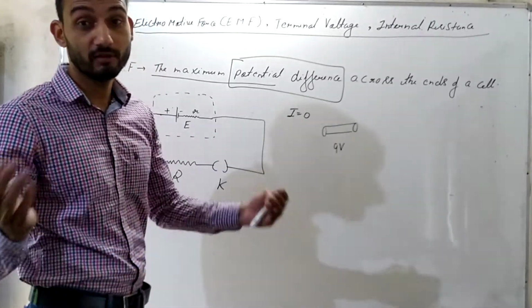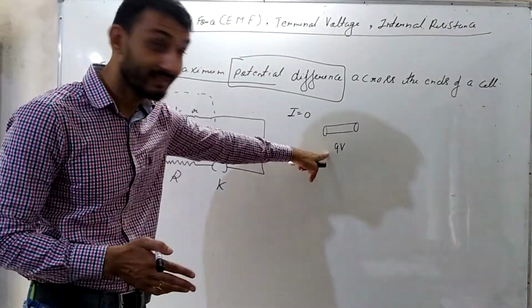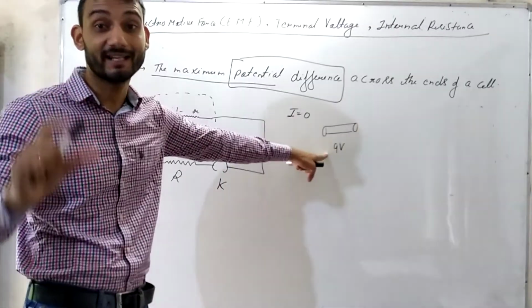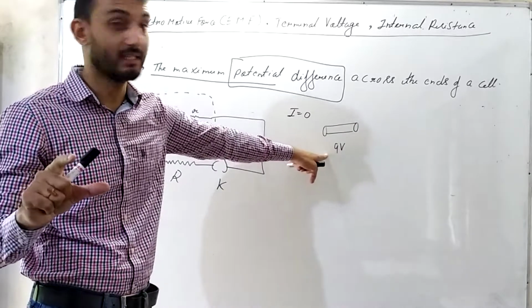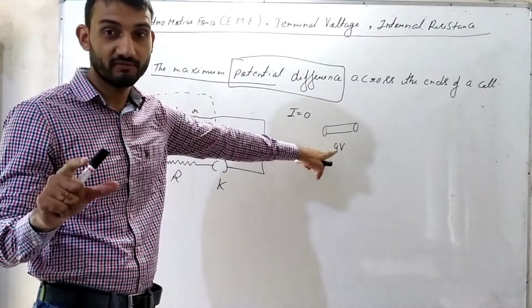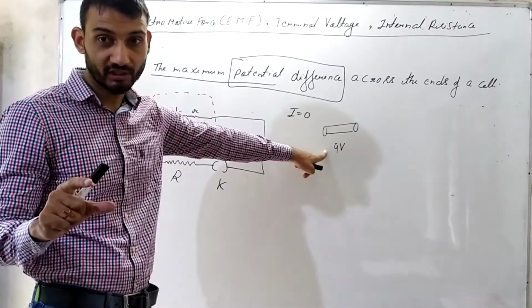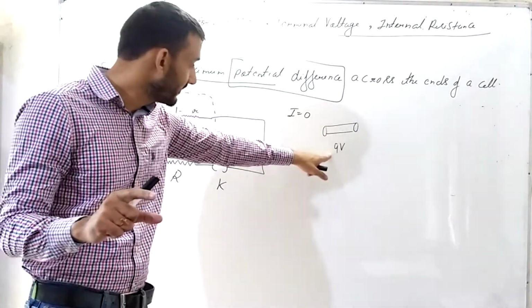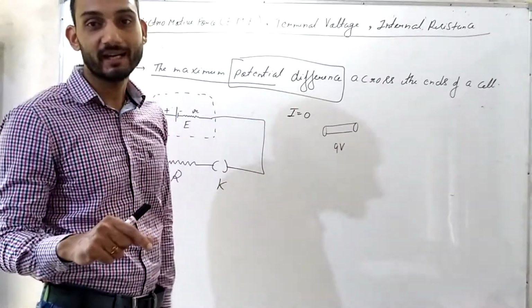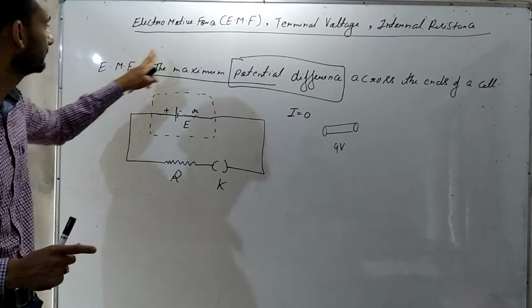Why? Because you have not used it. Used means in terms of that there was no current taken from the cell. So this potential is what we call the maximum potential. 9 volt is the maximum potential. Why is it maximum potential? Because when we got the cell, there was no current taken out of the cell, and that is why this is called the maximum potential.